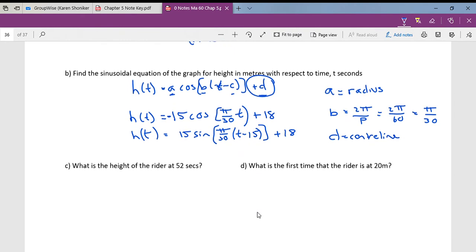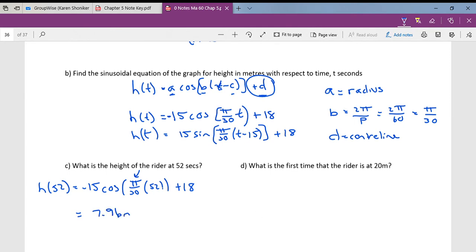So this one says, what is the height of the rider at 52 seconds? You're finding the height at 52, and then you're just plugging it in. So negative 15 cos of pi divided by 30 times 52, plus 18. You're just plugging that into your calculator. Make sure you're in radians because we've used 2 pi as our period. And so if we plug it in, we are going to get 7.96 meters.